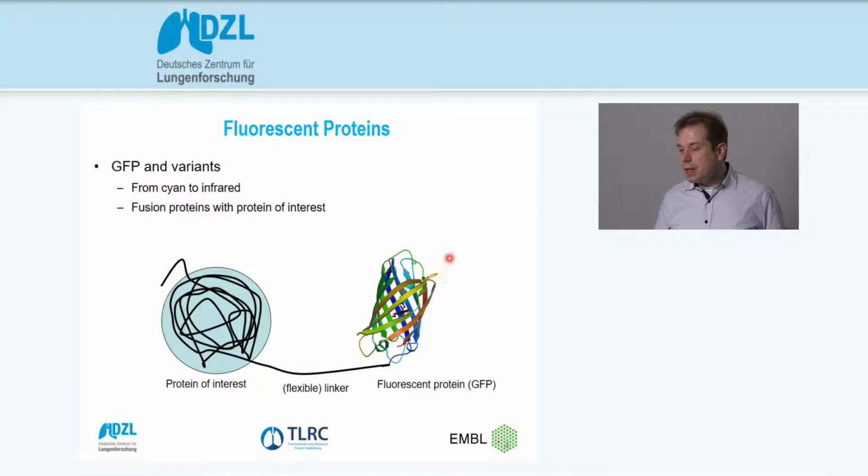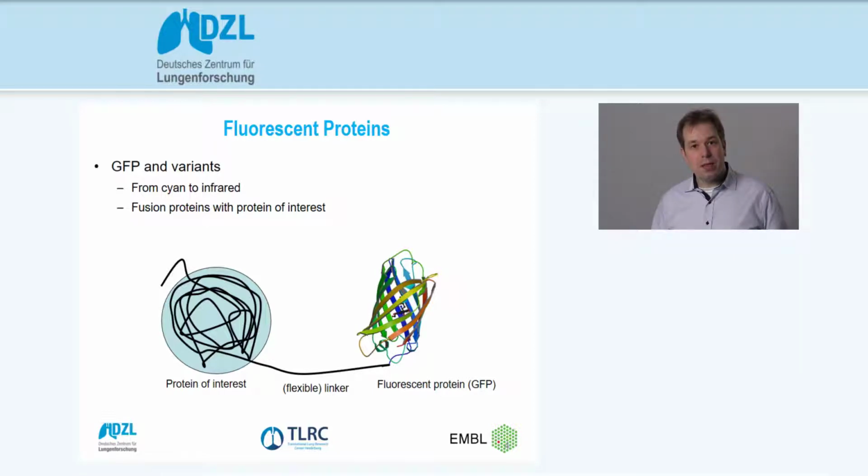fuse these fluorescent proteins, which are stable entities, to a protein of interest and link these two with a flexible linker. So this allows these two proteins to move a little bit with respect to each other and minimize the effect of the 24 kilodalton of the GFP onto our protein of interest. Usually these proteins behave well in cells and close to the natural conditions, but of course controls are needed to ensure that the protein of interest is not hampered by this fluorescent tag.